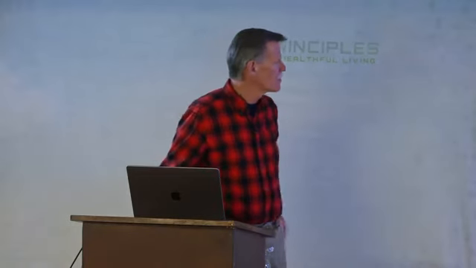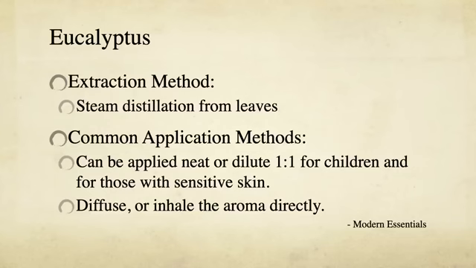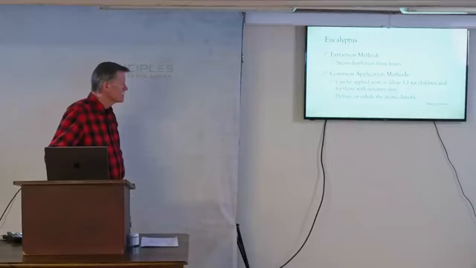Eucalyptus. Who's used eucalyptus? Yeah, most of us have. You've used it as an essential oil. You've used the leaves. Eucalyptus is very, very good. Steam distilled from the leaves, it can be applied neat or diluted 1-to-1 for children and those with sensitive skin. And be careful with children. Children can be more sensitive on neat than adults, and so you may need to dilute a little bit.